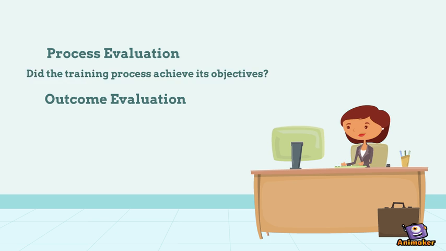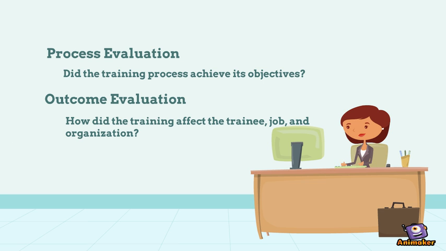Process evaluation assesses if the training process met its objectives, while outcome evaluation assesses how the training affects the trainee, job, and organization.